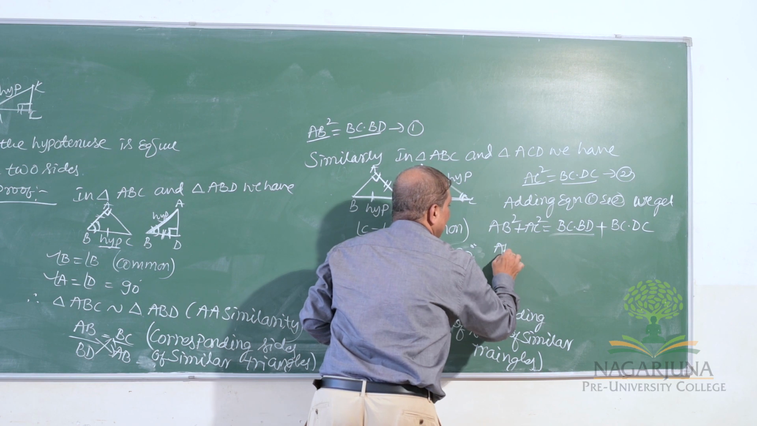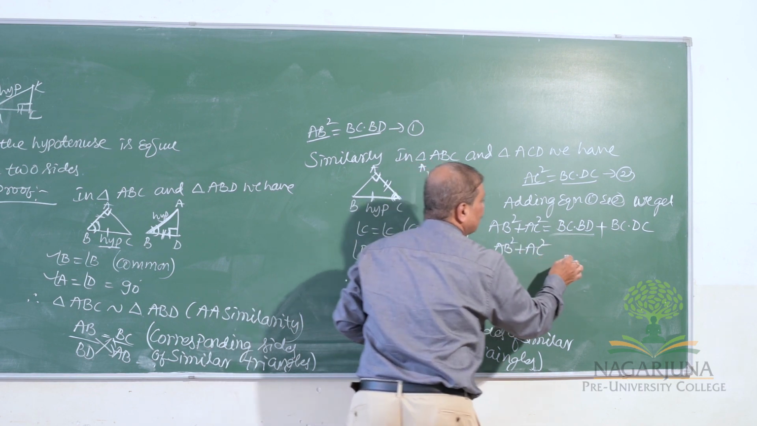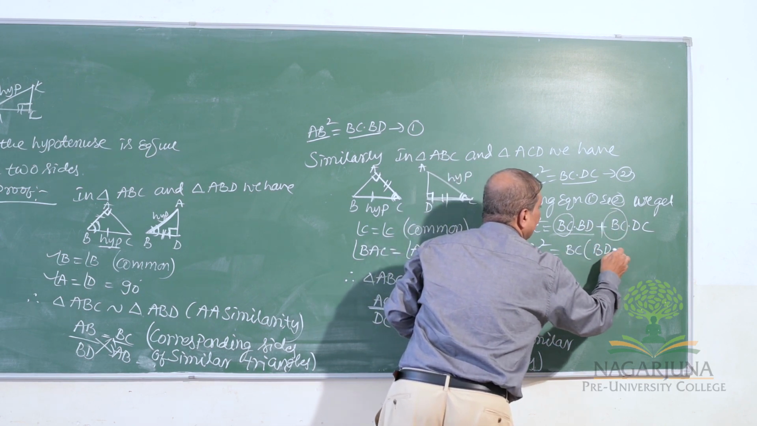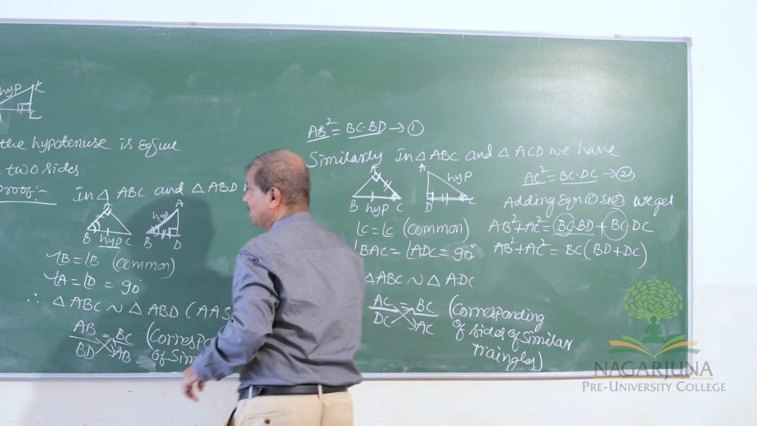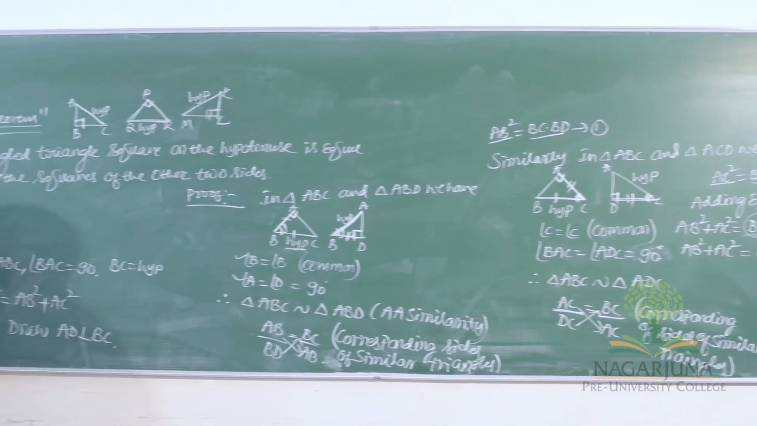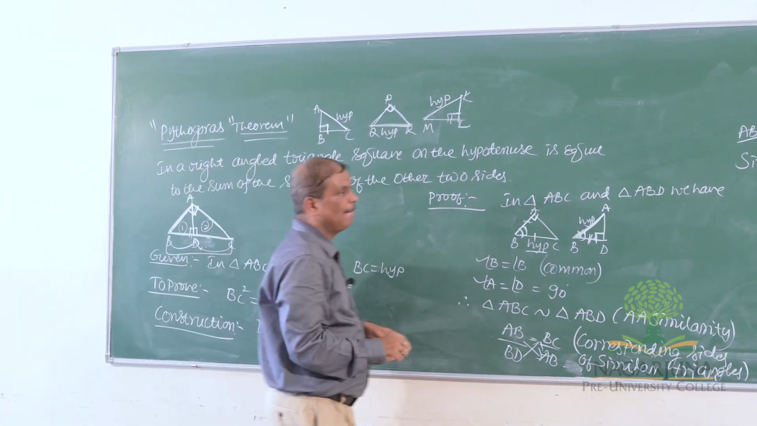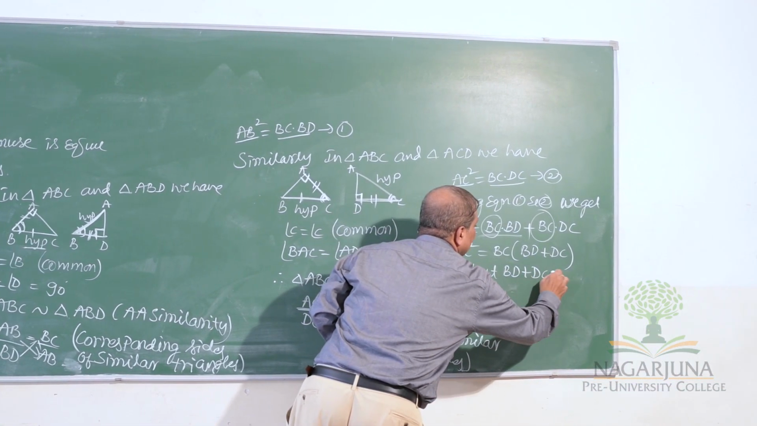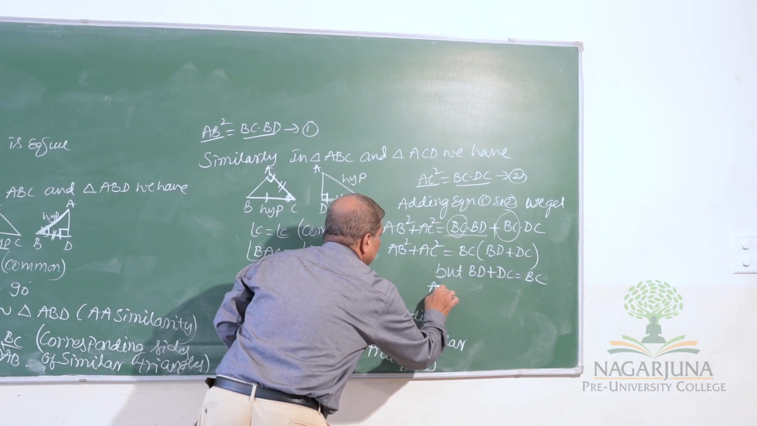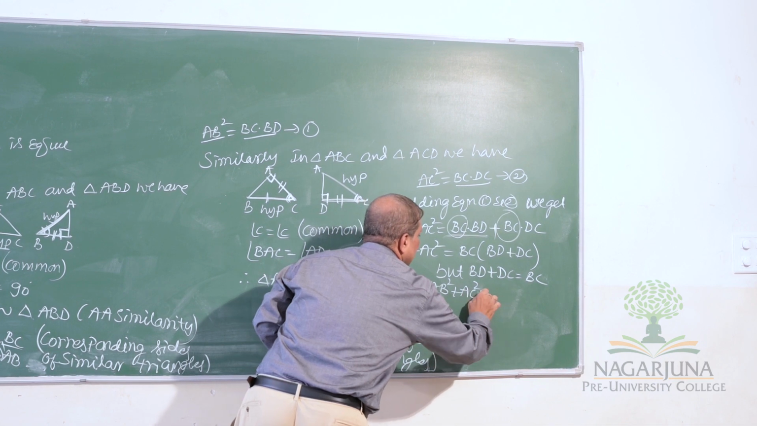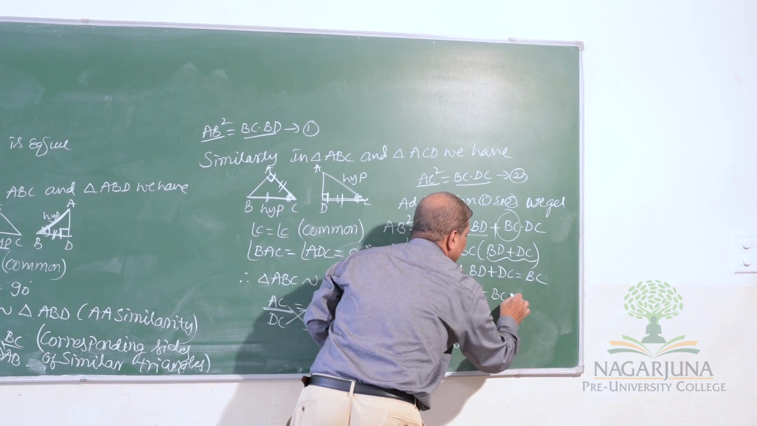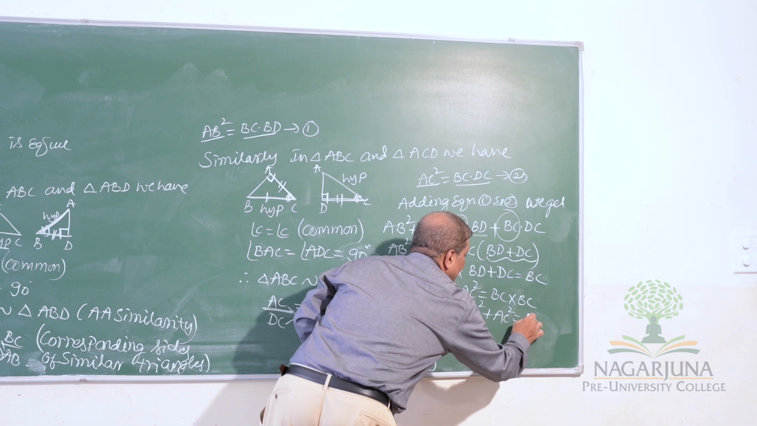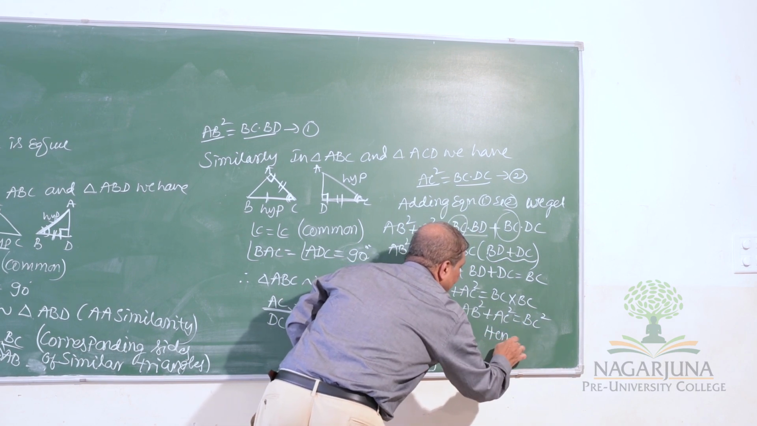So AB squared plus AC squared equals BC into BD plus BC into DC. BC is a common factor, so take it out, and what remains is BD plus DC. In the figure, BD plus DC is nothing but BC. So AB squared plus AC squared equals BC into BC, which is BC squared, hence proved.